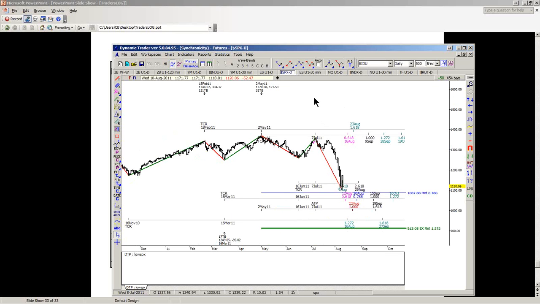There will be some differences between the calendar day projections and the trading day projections. All right, let's see, what else did I have here?